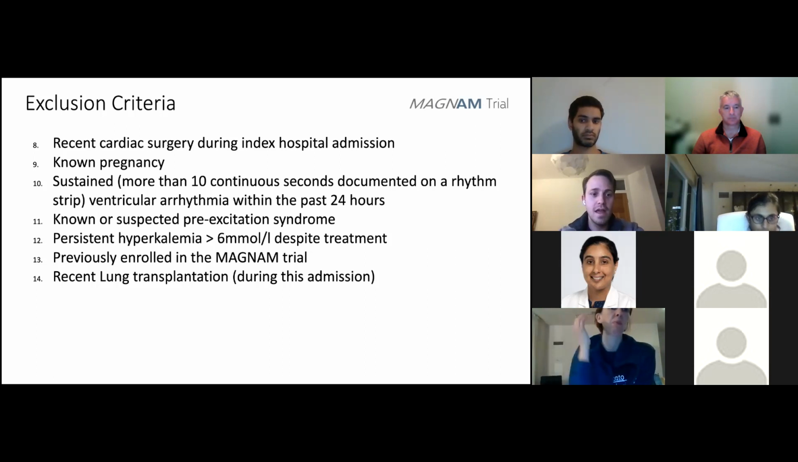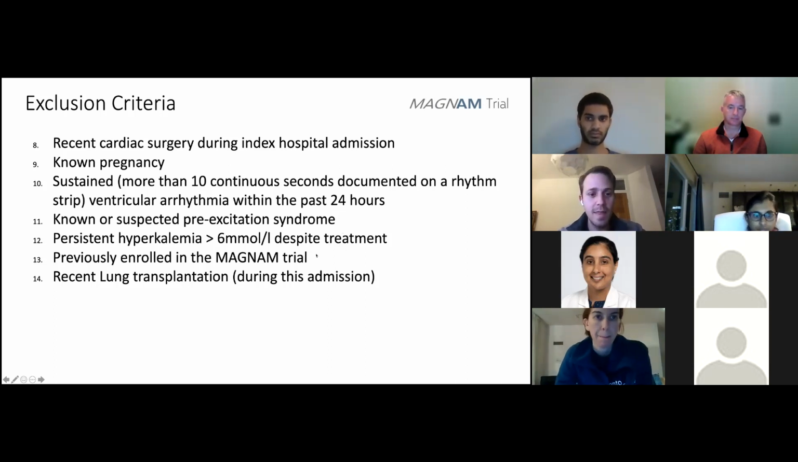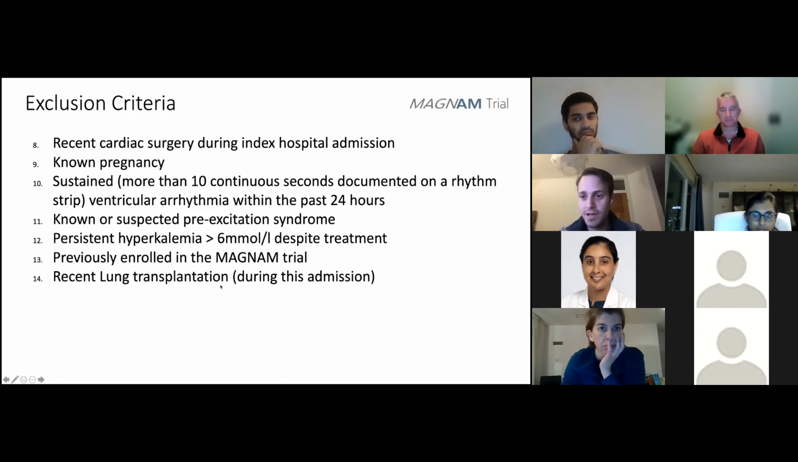Known pregnancy, sustained more than 10 continuous seconds documented on a rhythm strip of ventricular arrhythmia in the past 24 hours. Known or suspected pre-excitation syndrome, persistent hyperkalemia more than 6 despite treatment, as obviously this could be made worse with some of the study drugs. And then previously enrolled in the MAGNAM trial, which is an obvious one, but we have to say it. And then recent lung transplantation during this admission. This will only apply to the group that's recruiting at TGH. But there's a concern of amiodarone use in some of those patients, so we've decided to avoid it.